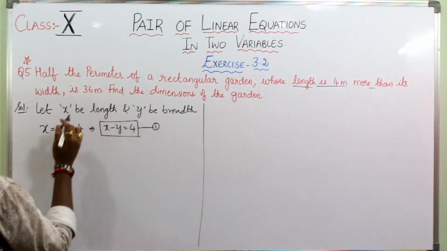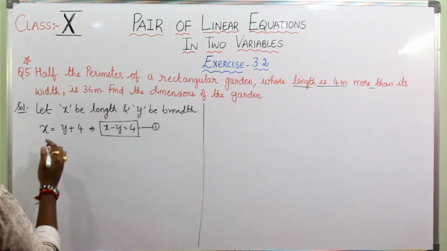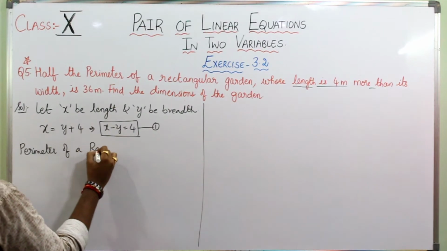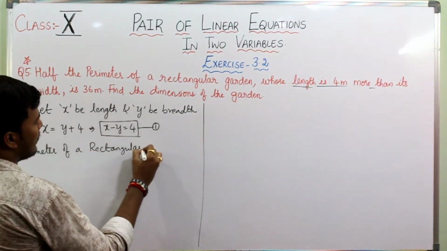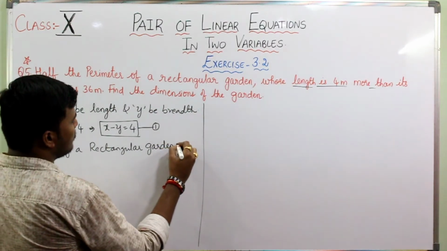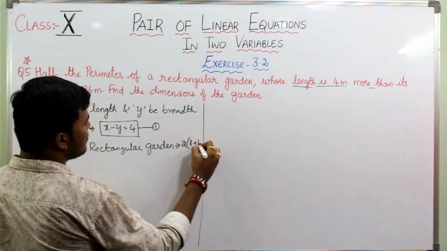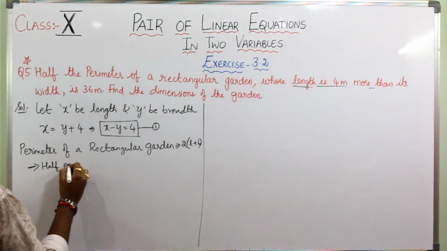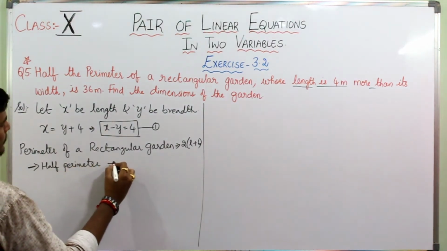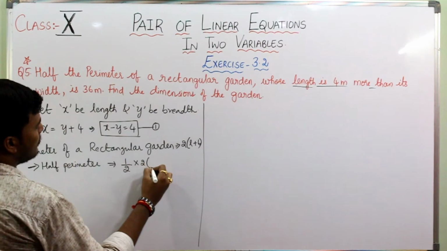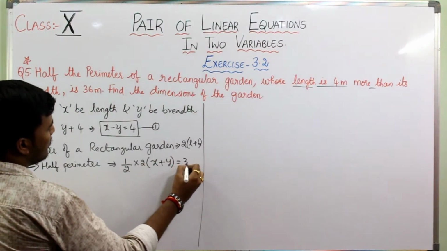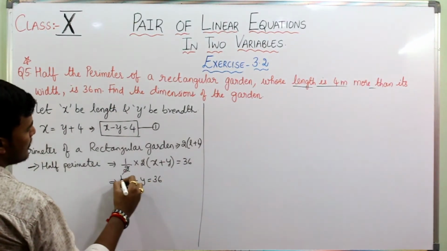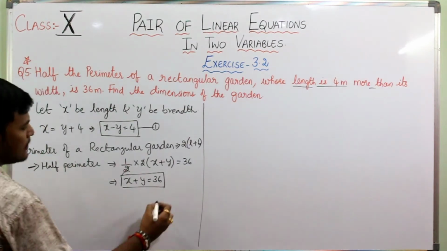Now we have half the perimeter of the garden is 36. So first let us see the perimeter of a rectangular garden. What is the formula? 2 into length plus breadth. So half the perimeter is 1 by 2 times 2 into length x plus breadth y, which is equal to 36. The 2 gets cancelled, we are left with x plus y is equal to 36. So now this is the second equation.